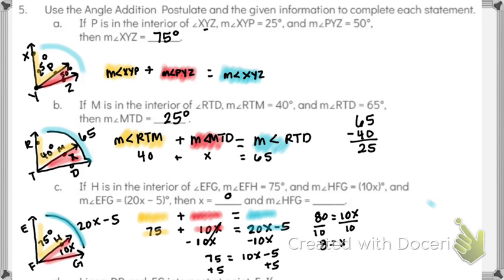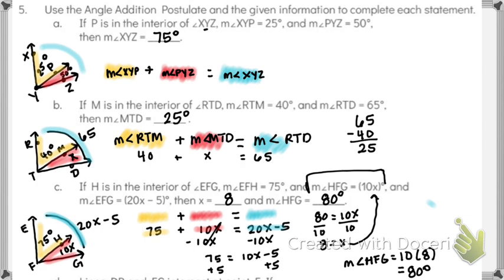Now, just like segments, read your questions carefully. If it's just asking you for x, wonderful, we'd be done. But it's not. This one's actually asking you for the measure of angle HFG, which is this one right here. Oops, sorry. This one right here. So we're going to take that 8 and put it in there. So the measure of angle HFG is going to be 10, and instead of x, we are substituting in that 8. So 10 times 8, which is 80 degrees. 80 degrees. All right.